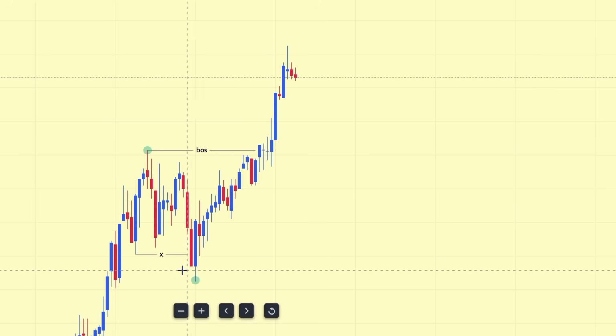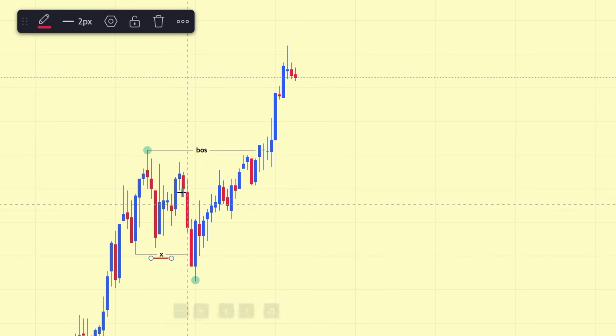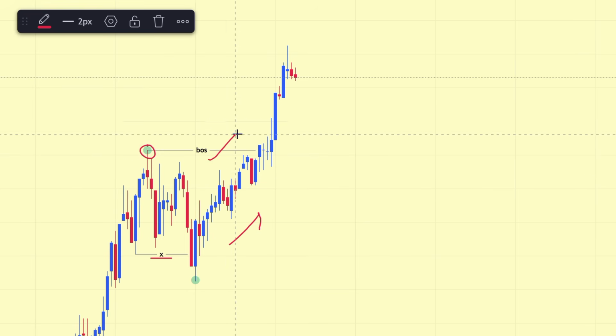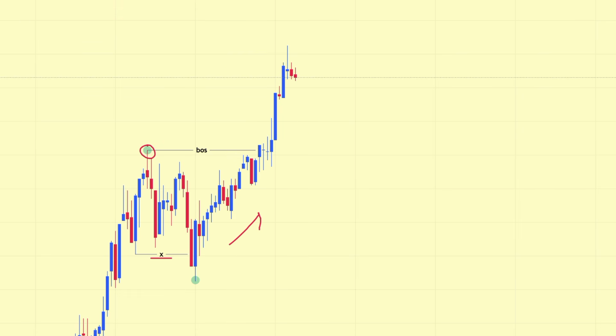So exactly right here, we can clearly see that price has taken out the inducement, creating this swing high, and of course price reversed and broke past the swing high. As you can see, that's a break of structure, a confirmed valid break of structure. In this case, it's a bullish break of structure.